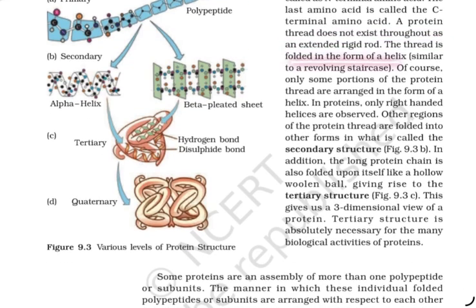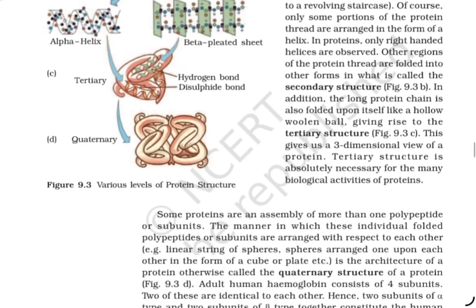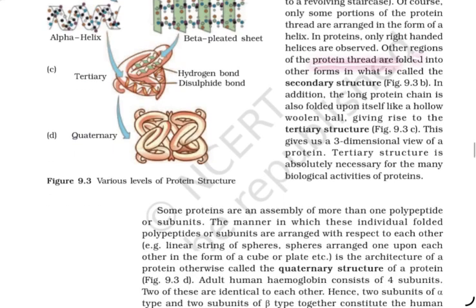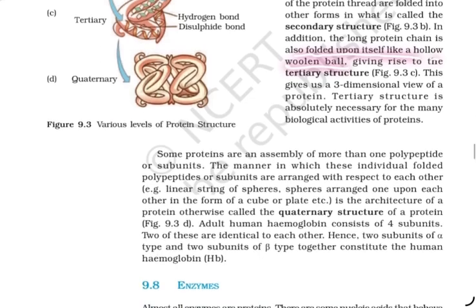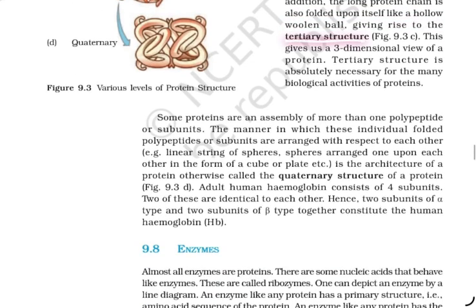The protein thread does not exist as an extended rigid rod. The thread is folded in the form of a helix, and of course only some portions of the thread are arranged in the form of a helix. In a protein, right-handed helices are observed, and the other regions of the protein thread are folded in other forms, which are called secondary structure. In addition, the long protein chain is folded upon itself like a hollow woolen ball, which gives rise to the tertiary structure.